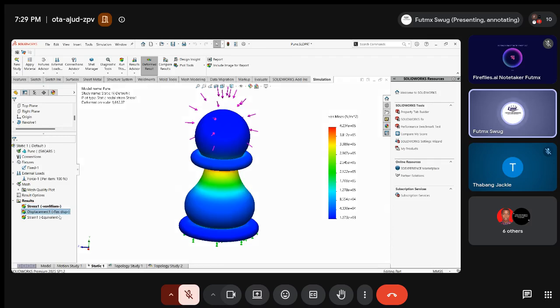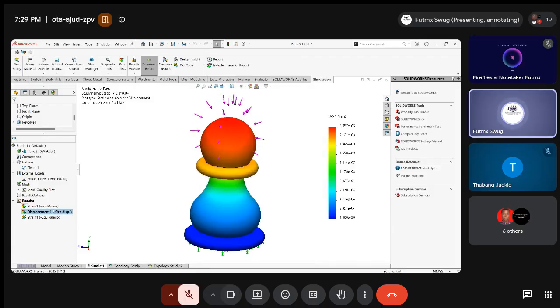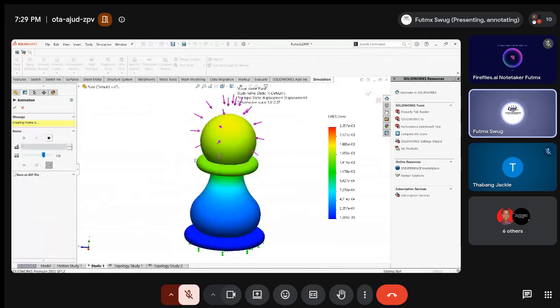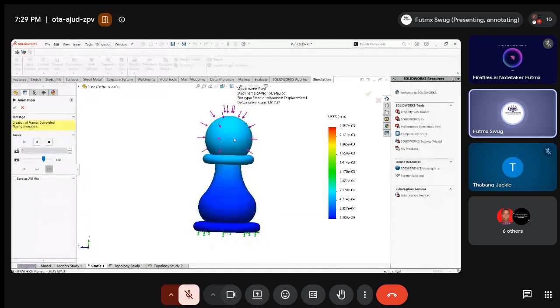But what I'm trying to show us today is just the displacement analysis. When you generate your static study, it shows you your stress, strain, and displacement analysis. From there, you'll be able to know the level of deflection. Now you can say you want to animate to see the deflection. So you can see this is the deflection when 100 Newton of force is applied on this.